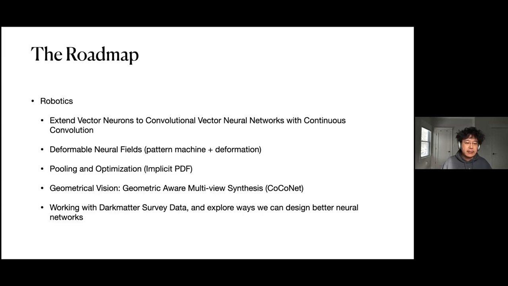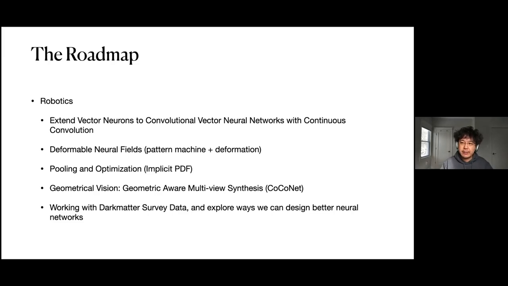And then a thing that can go in parallel is scene synthesis, where we can build geometry into the neural network so that we can aggregate information from two different viewing angles or different cameras densely within the network.